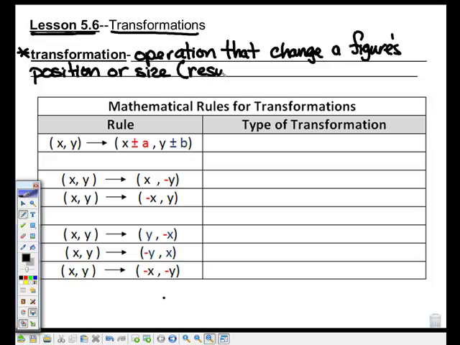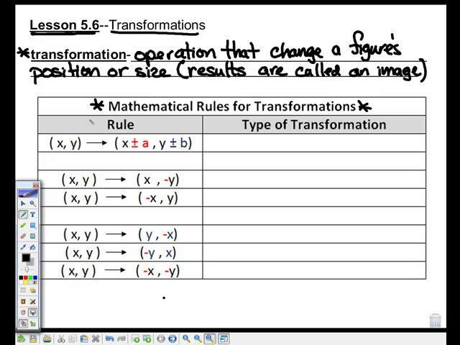And what you get, or the results of a transformation, are called an image. And that would be an image of the first figure that you started with. We have some mathematical rules for doing these transformations.